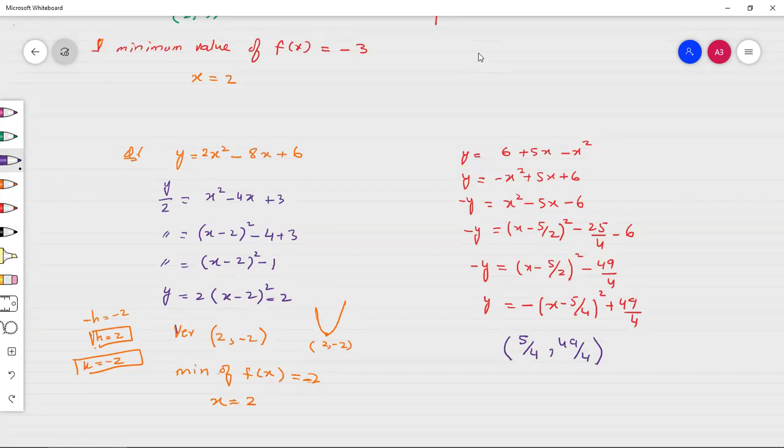Because we know that the coefficient of x square is negative in the original function, the graph would be open downward and the vertex is here. In this situation we have a maximum value of f of x. So write down the maximum value of f of x: max of f of x is 49 by 4. And where this value exists, x is equal to 5 by 2.